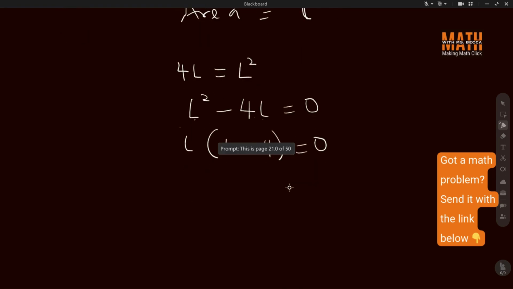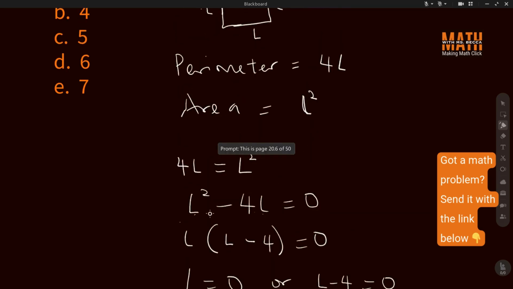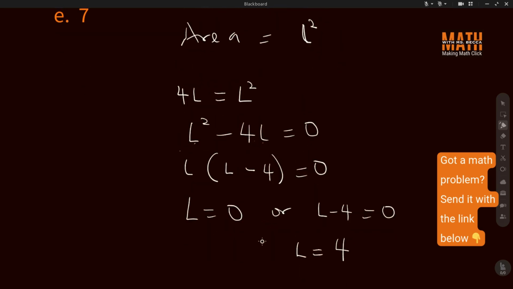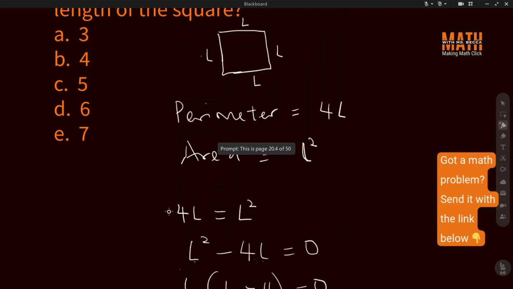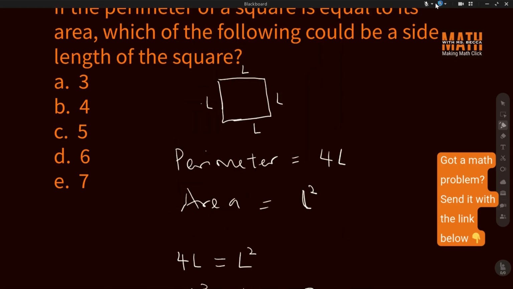When we have something like this, it means that L is equal to 0, or what we have in the bracket, L minus 4, is equal to 0. If L minus 4 is equal to 0, that means L will be equal to 4. So let's go back to our options. Now it's either L is equal to 0 or L is equal to 4. So this shows that the correct answer is B, L is equal to 4.